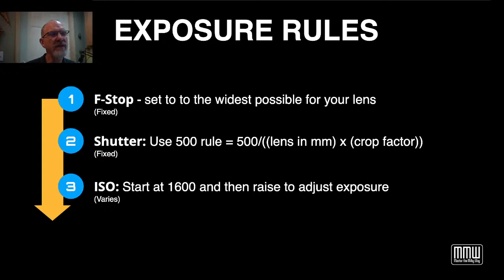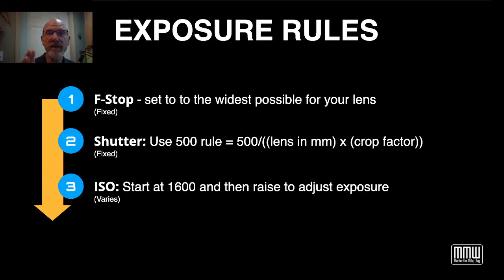Okay, and for shutter we use the 500 rule as a basic starting point, right? So we take 500 and divide it by the lens focal length in millimeters. I'll talk about the crop factor in a second. Very simply, a full frame camera has a crop factor of 1. So if you have a 50 millimeter lens on a full frame camera, simple math: 500 divided by 50 is what? 10 seconds. So we can set the shutter to 10 seconds and we'll be able to capture an image of the Milky Way that looks great.